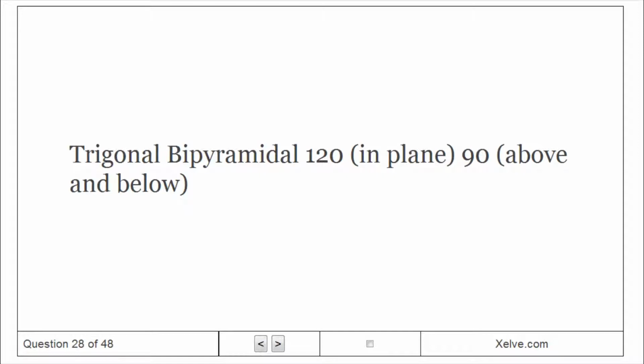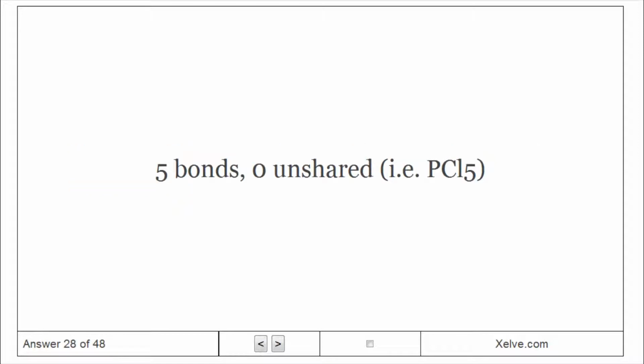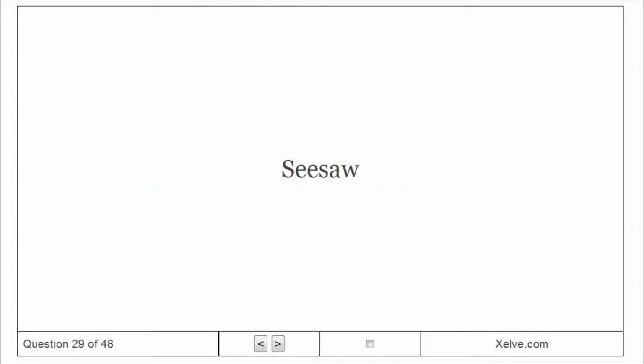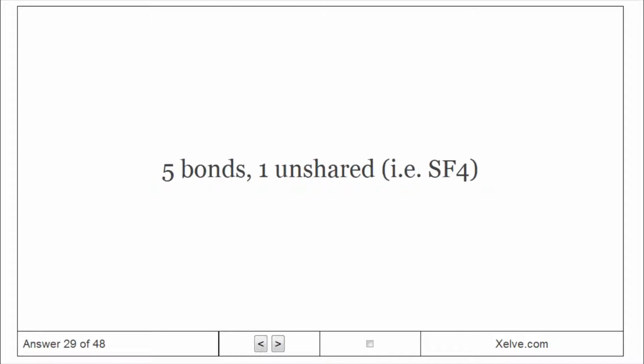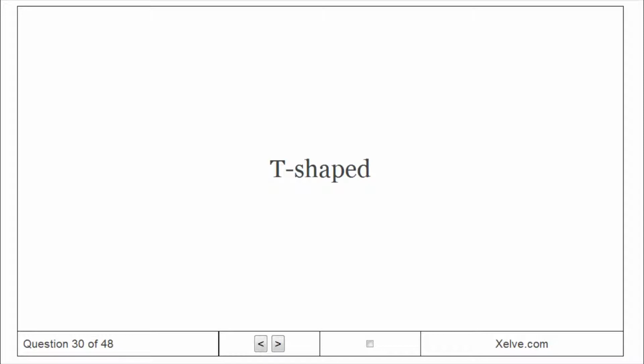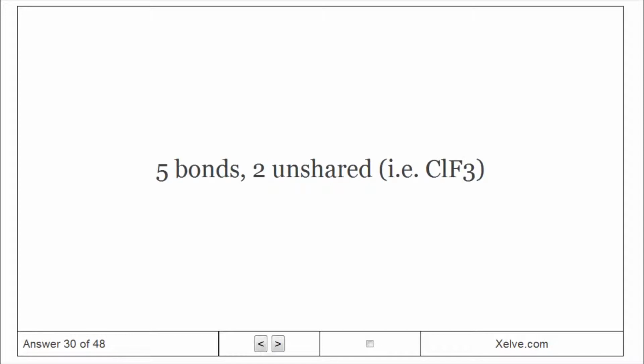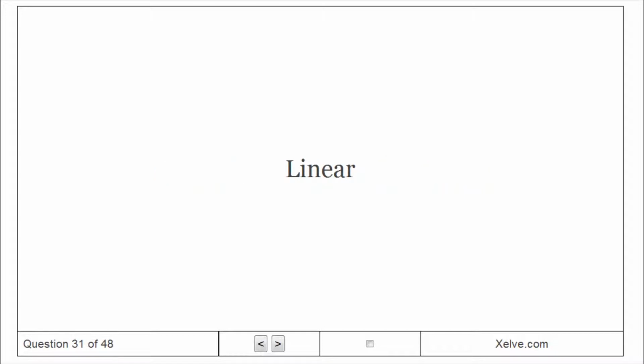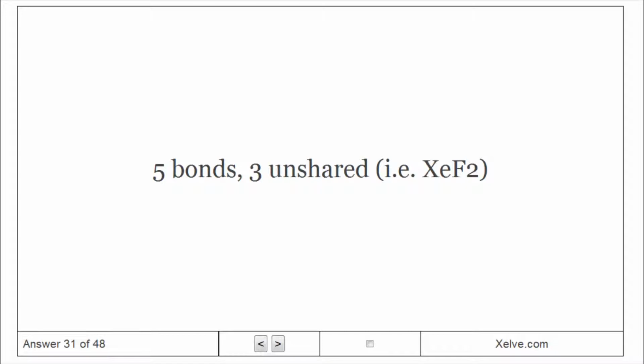Trigonal bipyramidal 120-90: 5 bonds, 0 unshared. Seesaw: 5 bonds, 1 unshared. T-shaped: 5 bonds, 2 unshared. Linear: 5 bonds, 3 unshared.